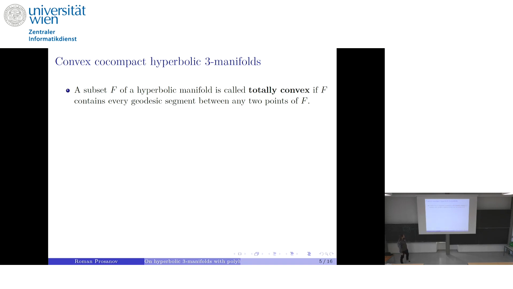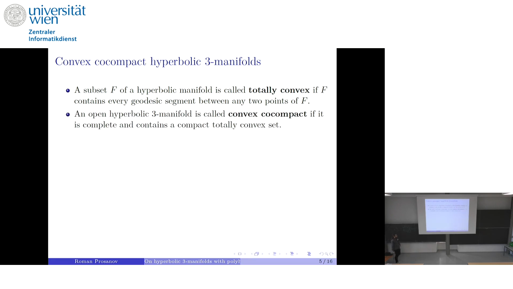So it's always a retract of our manifold, and in three dimensions, in non-degenerate cases, it's always homeomorphic to a compactification of our manifold. Then a convex compact manifold is an open hyperbolic three manifold. I recall that open means non-compact without boundary. It's complete and it contains a compact totally convex set. So this is what is called convex compact. Convex compact hyperbolic three manifolds appear very naturally in the study of hyperbolic three manifolds with boundary. Particularly when the boundary is convex, there is always a canonical way to embed such a compact thing with convex boundary into a convex compact hyperbolic three manifold. So you are just extending your hyperbolic metric beyond the boundary.